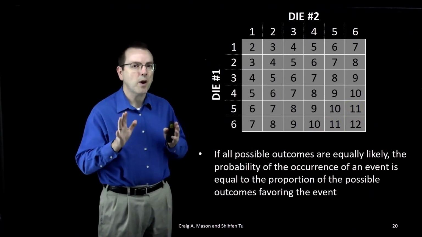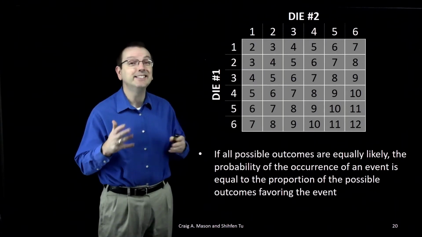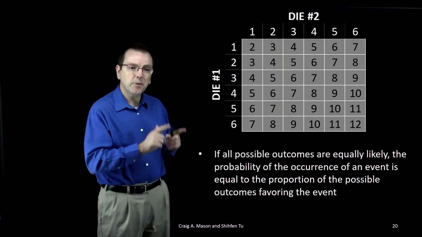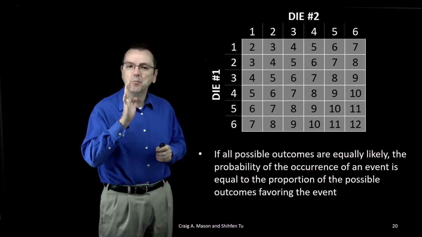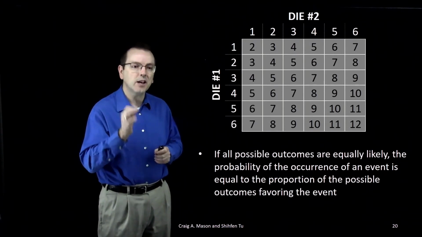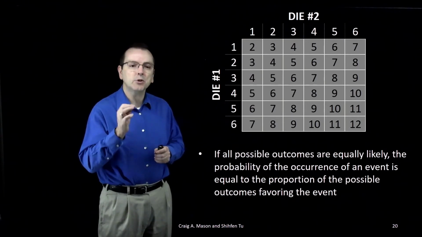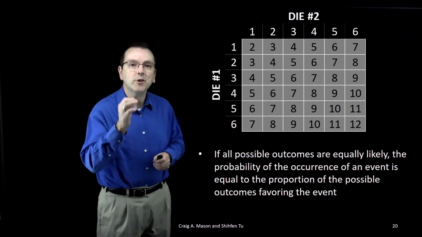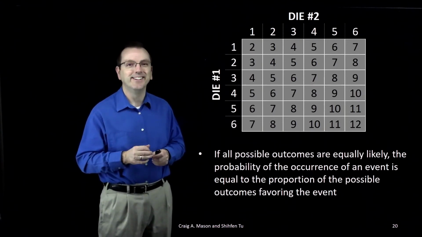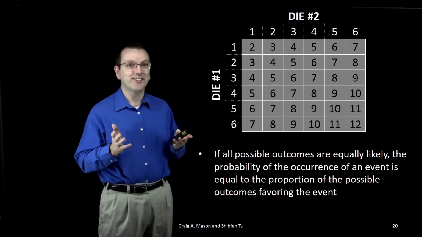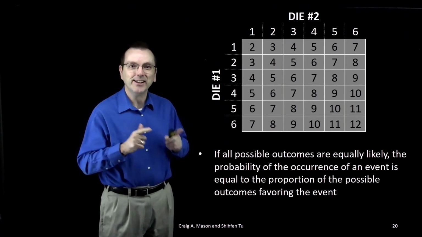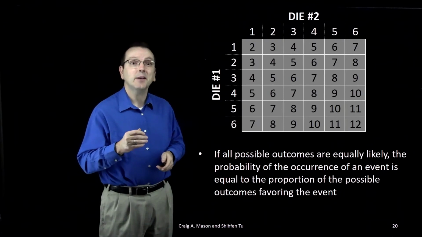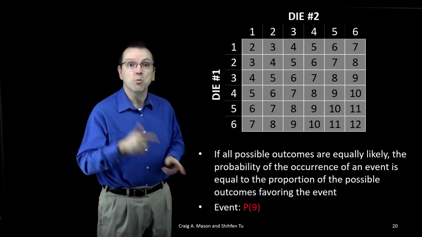Now, let's describe what we've just done in stat speak, okay? If all possible outcomes are equally likely, the probability of the occurrence of an event is equal to the proportion of the possible outcomes favoring the event. Now, that may not sound like what we just did, so let's look at it again with an example. Let's say that my event is rolling a 9.